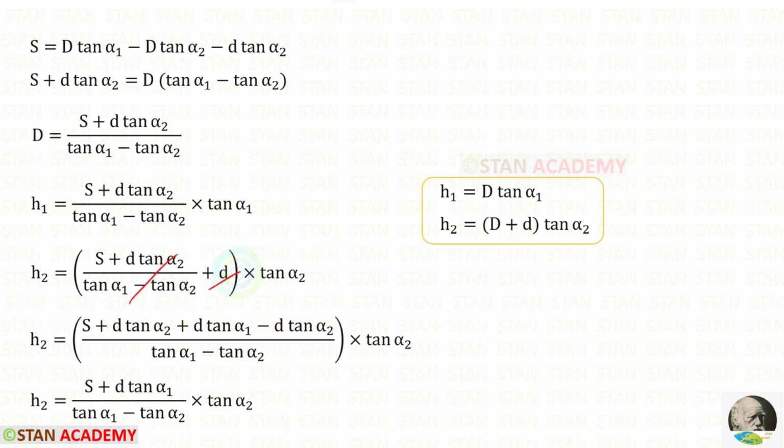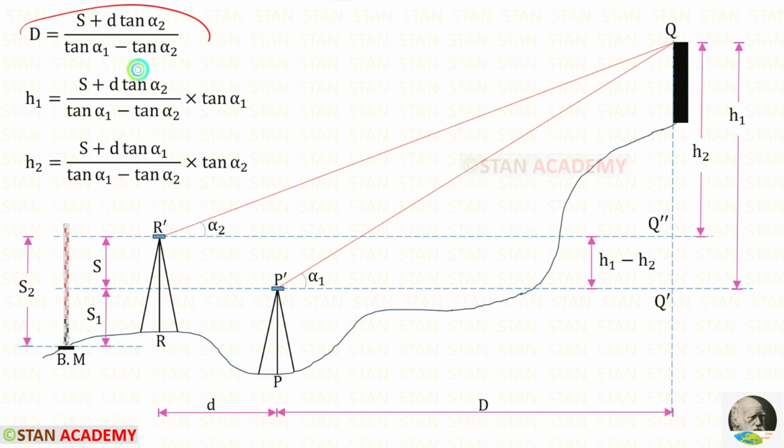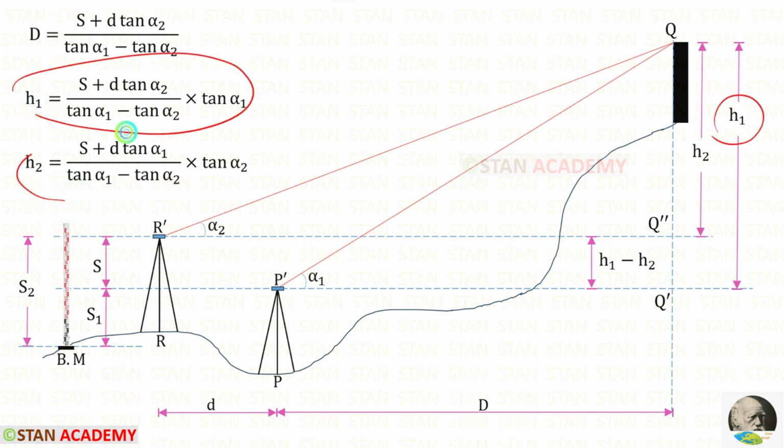For these two terms, we can take LCM. We need to multiply this with d so that we will get these two terms. Then we can eliminate these two terms. Finally, for H2, we will get this expression. Using this formula, we can find the horizontal distance d. Using this one, we can find H1, and using this formula, we can find H2.